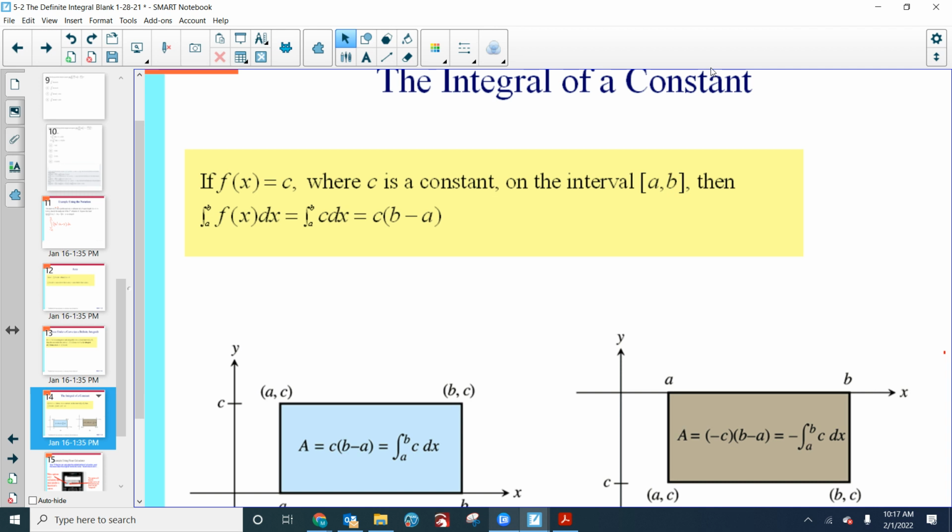So what's this saying? If you have a height of c, if your function is a constant, we have this new notation we're using now. If your height is constant and you're going from a to b, isn't your base b minus a and your height is c? We don't need calculus for that. It's c times b minus a. It's base times height. It's a rectangle. All right, cool.